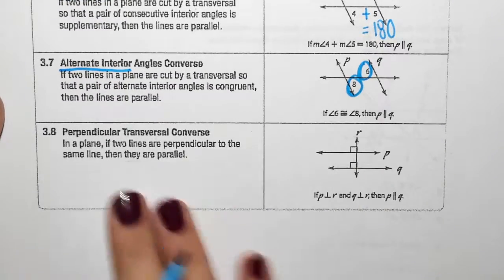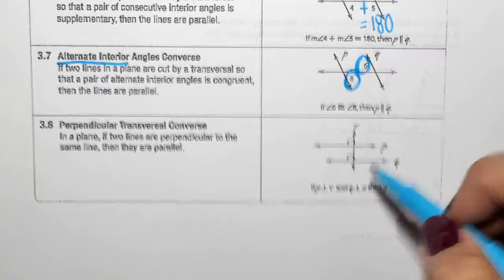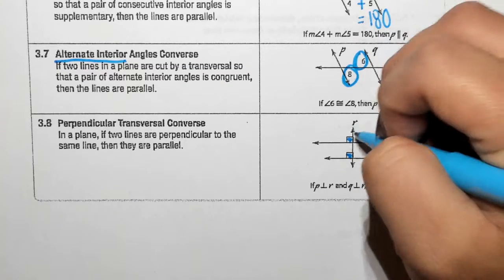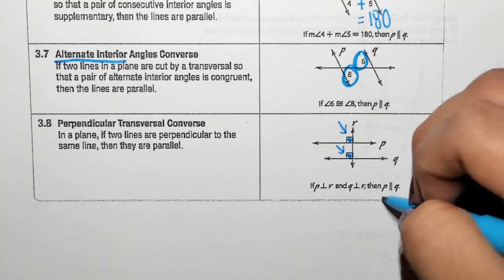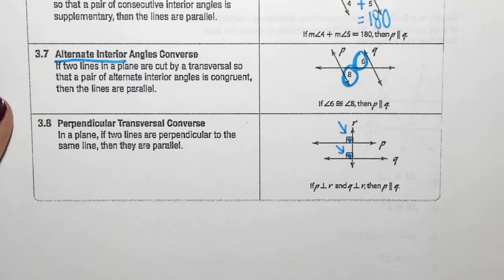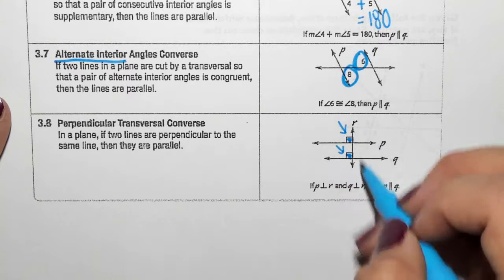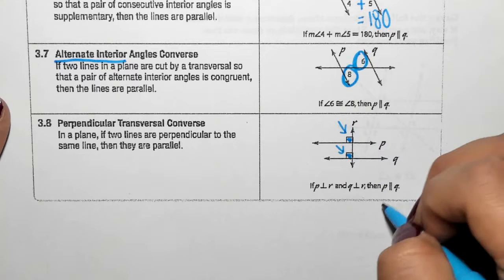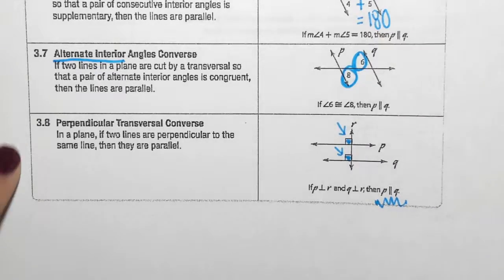Okay, this is the only one that's kind of different. If you have two lines that are perpendicular to the same line, aka if you see two squares, that mean they're 90 degrees. If both of these are 90 and R is perpendicular, then P is parallel to Q. So because P is perpendicular to R and Q is perpendicular to the same R, because both of these are perpendicular to the same line, then we can say P is parallel to Q. Alright, so that's it. We just have to practice.